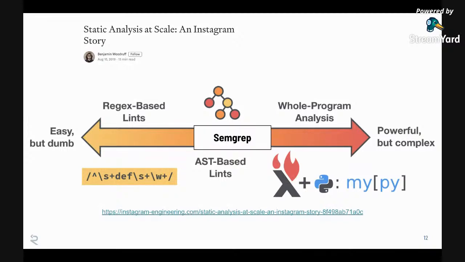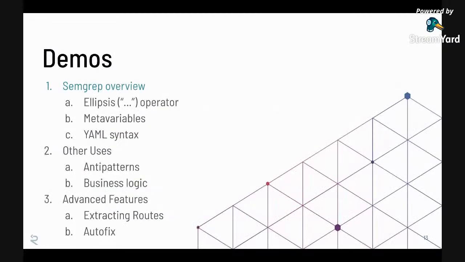So for us, Semgrep fits somewhere in the middle. So we want to be as simple to write or as quick to write as something that is regex based, but we also want some of that power and some of the complexity of whole program analysis. But our main charter is that it's got to be really, really fast.